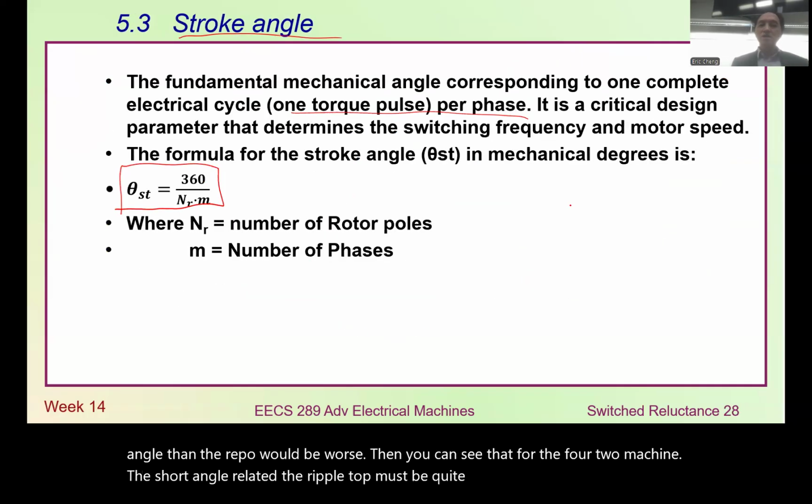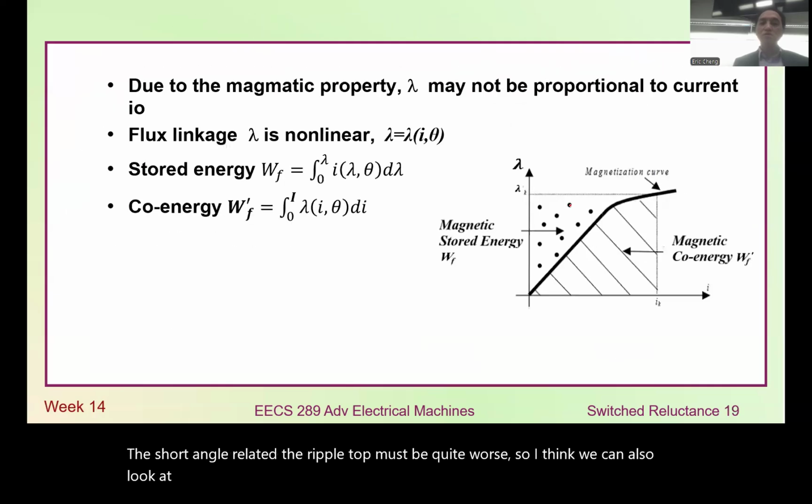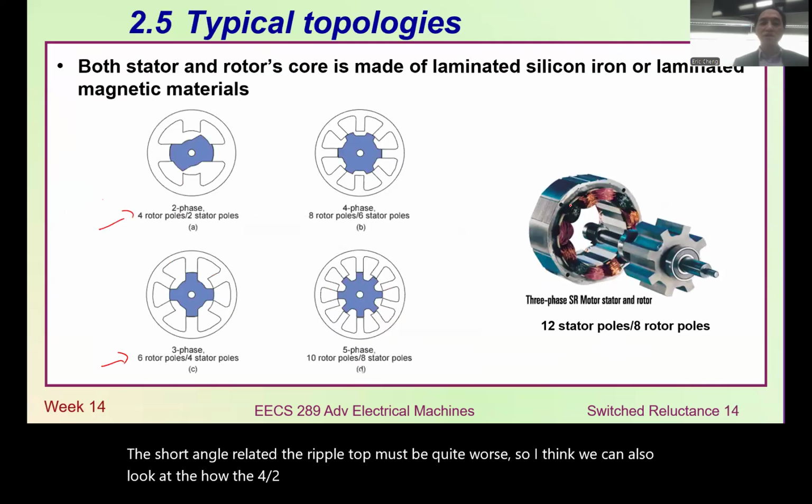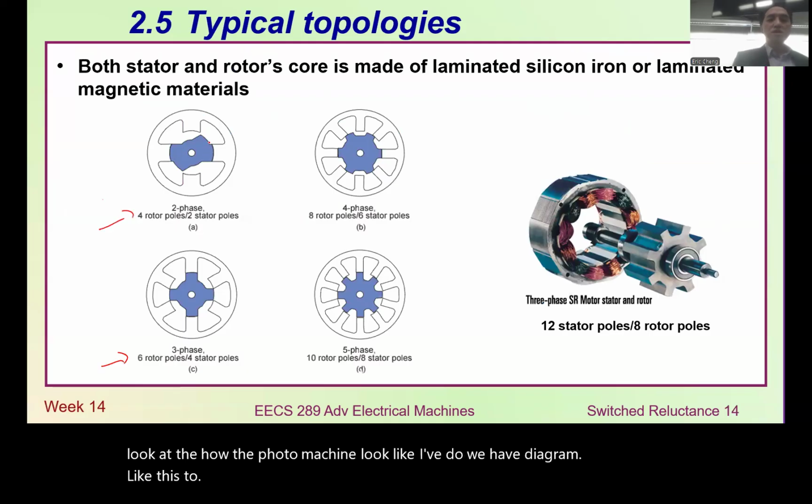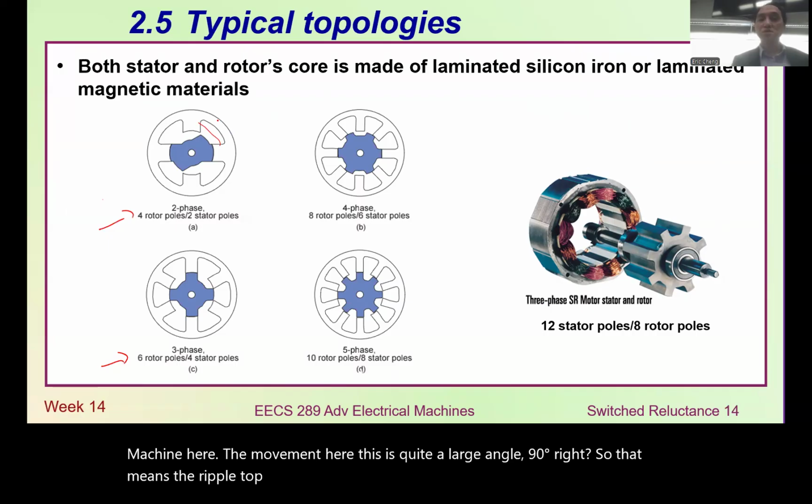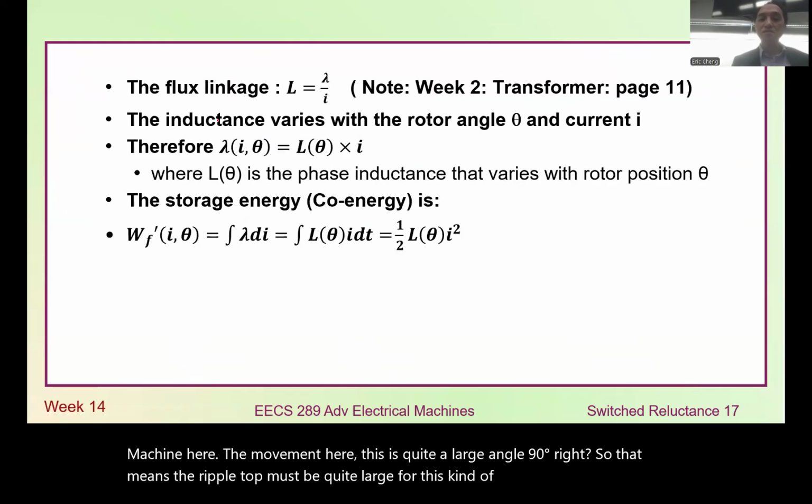So I think we can also look at what the 4-2 machine looks like. Do we have a diagram? Now, like this 4-2 machine here, the movement here is quite a large angle, 90 degrees, right? So that means the ripple torque must be quite large for this kind of motor.